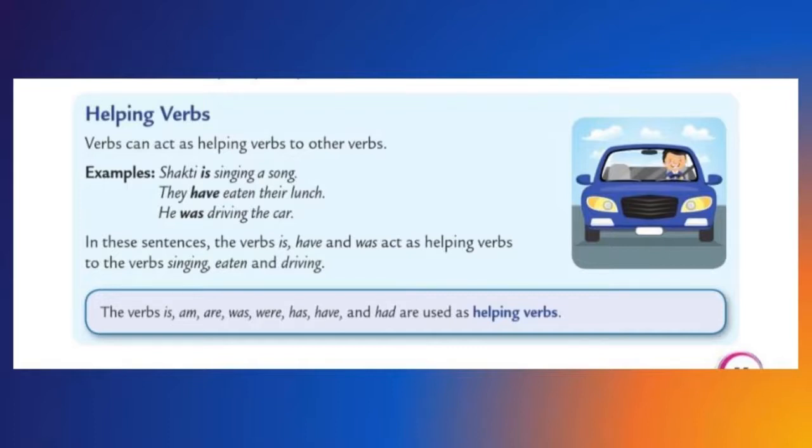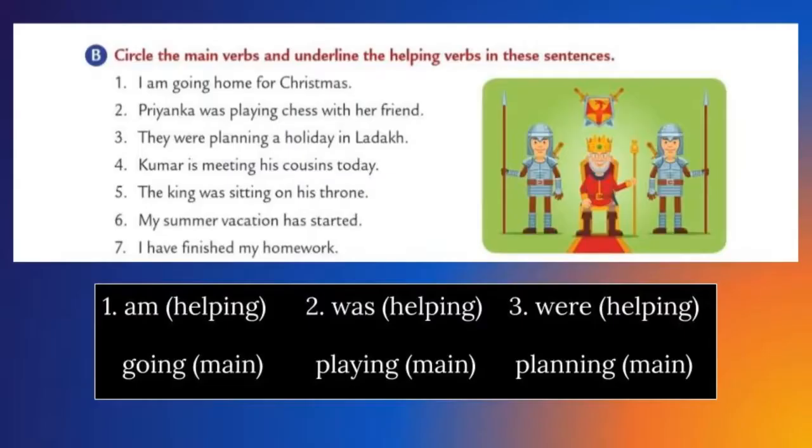Look at the examples. Shakti is singing a song. They have eaten their lunch. He was driving the car. So in the given example sentences, the verbs is, have, was are used as helping verbs to the main verbs singing, eaten and driving. Okay students, let's do the second exercise, that is circle the main verbs and underline the helping verbs in these sentences. Let's do the first one.